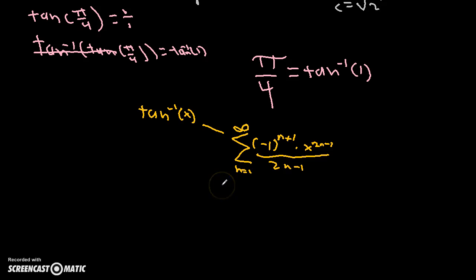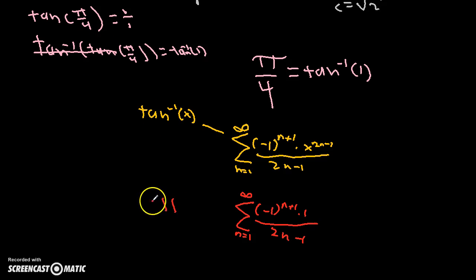So now we have the sum from n equals 1 to infinity of -1 to the n plus 1 power times 1, because 1 to any power is just 1, divided by 2n minus 1. Now, in terms of pi, it would be equal to 4 times this, and I just multiplied each side by 4 here. If you know about sigma notation, you know that we can multiply a constant by it.